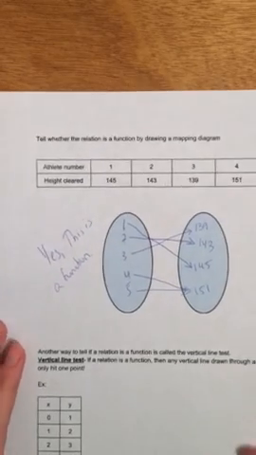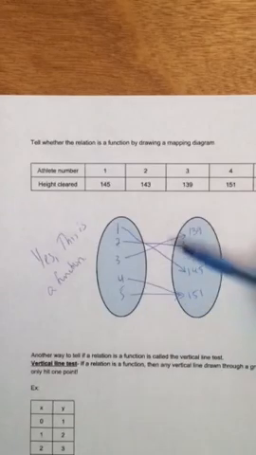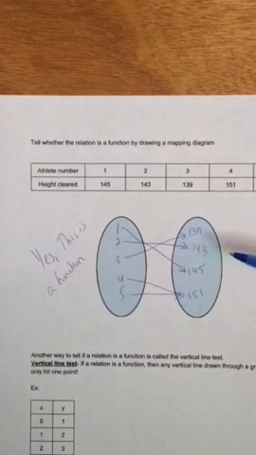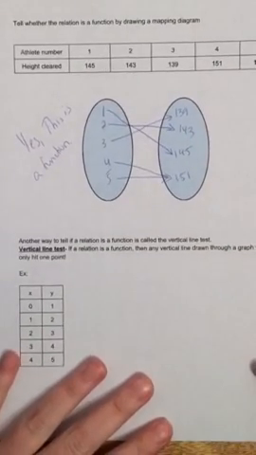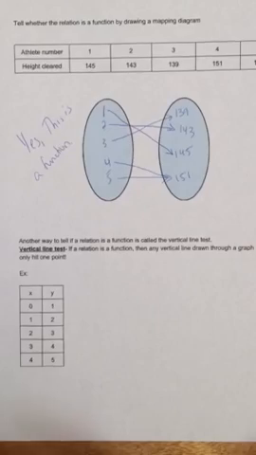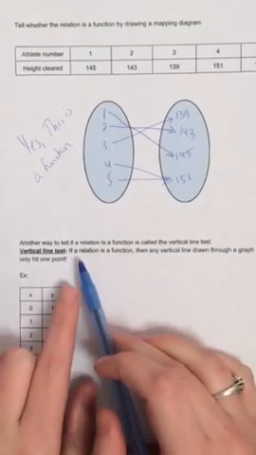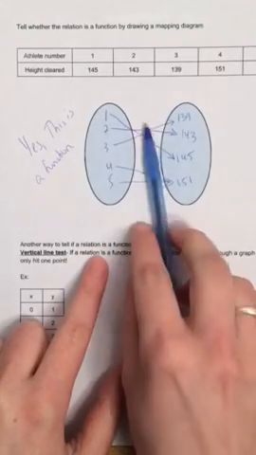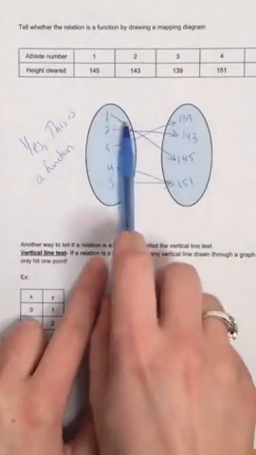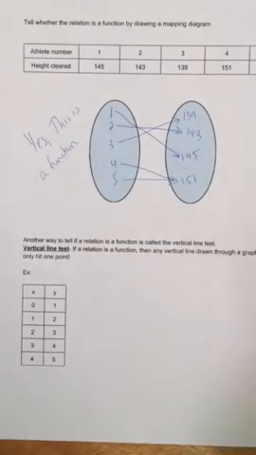Now instead of looking at this type of mapping, I can look at a graph to decide if something is a function. There are two ways to tell, and you use the vertical line test if you're given a graph. Here's a formal definition. If a relation is a function, then any vertical line, remember vertical is up and down, through a graph will have only one point.